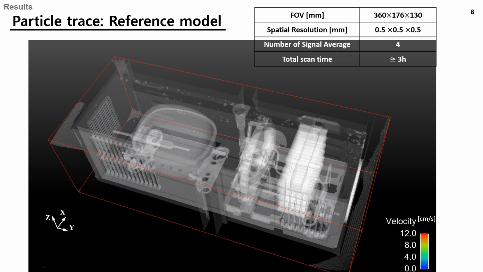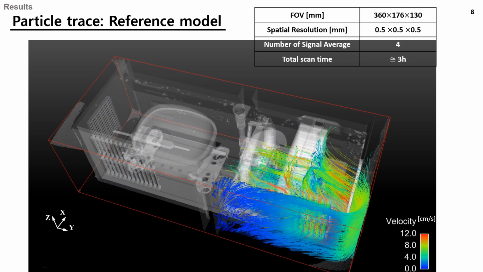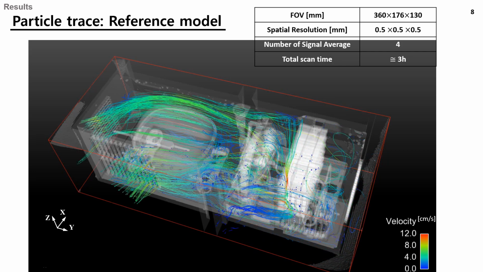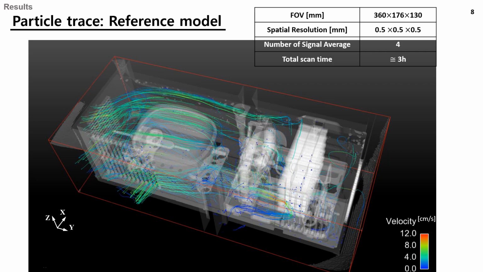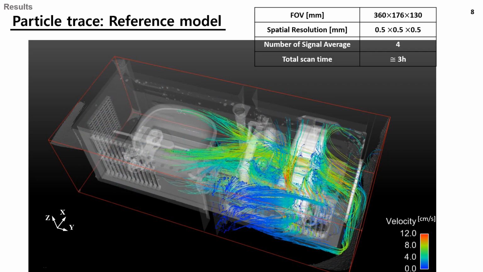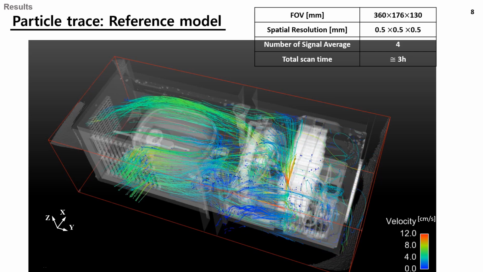So from now on, I will talk about the result of the flow visualization. Firstly, I will show you the result of three-dimensional velocity measurements. As you can see in this video, the flow enters from the red inlet, passes through the condenser, fan, compressor, and finally exits at the left outlet.